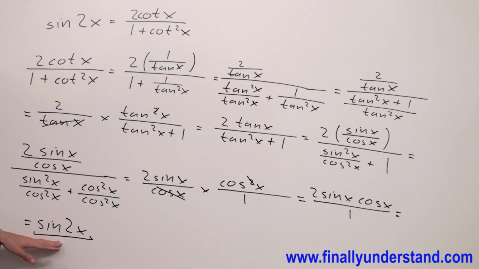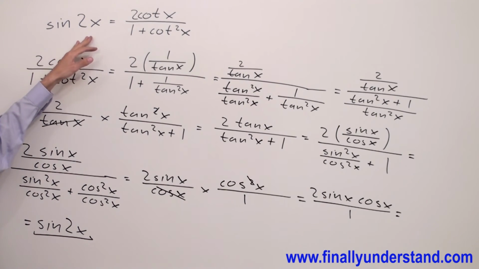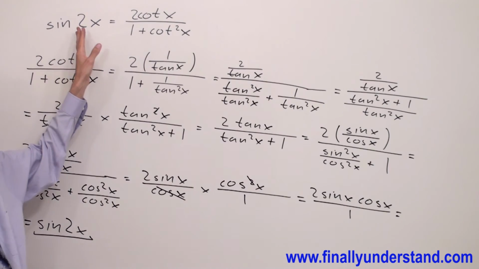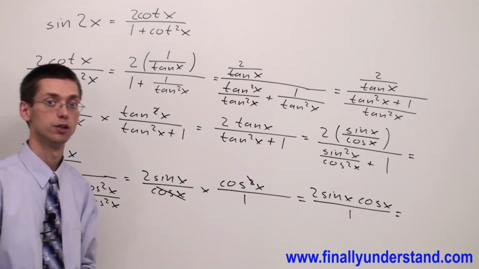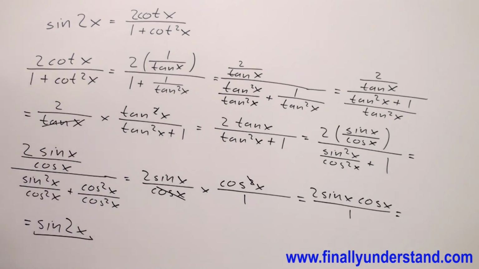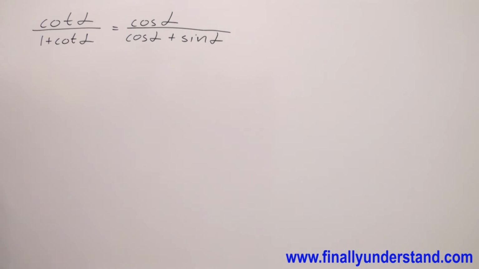Now let's take a look what we have obtained. We have sine 2x. So we just proved that the left side of my identity is equal to the right side. Let's take a look at this example.